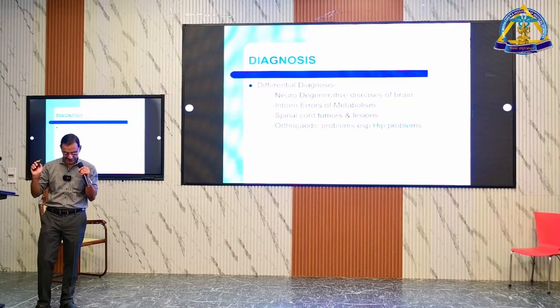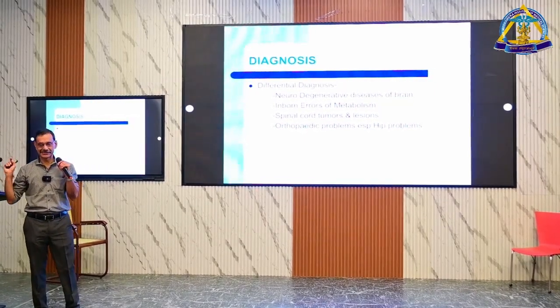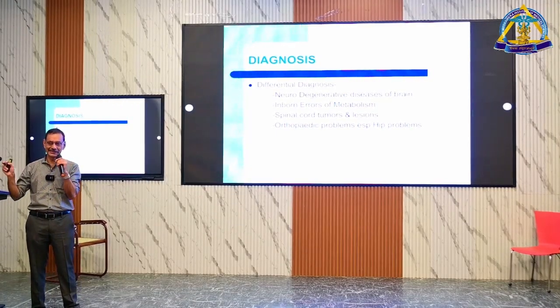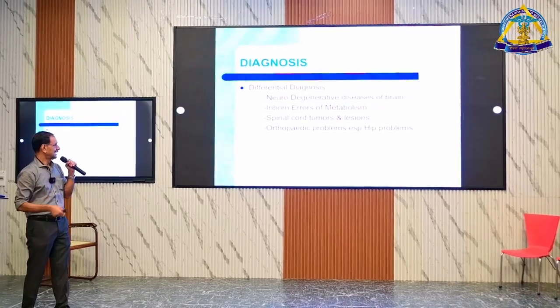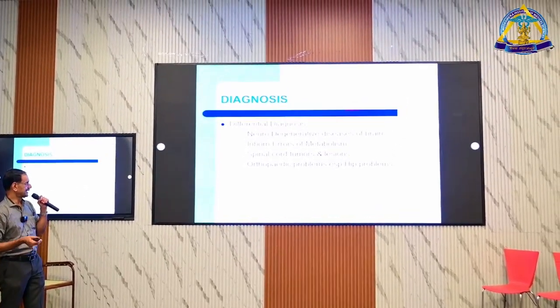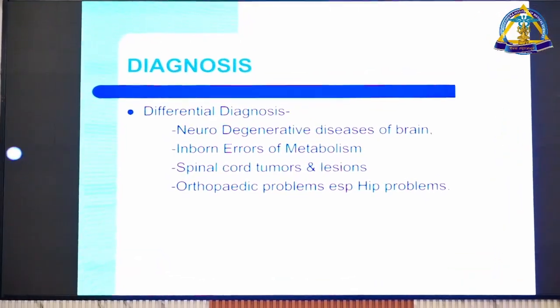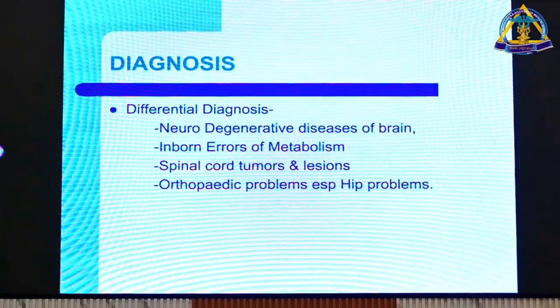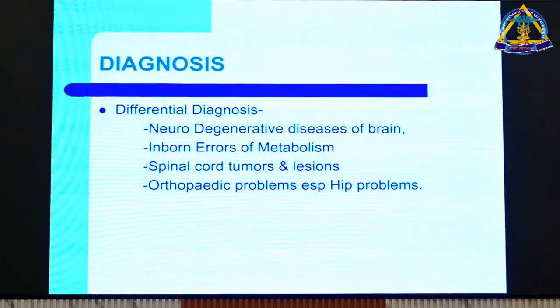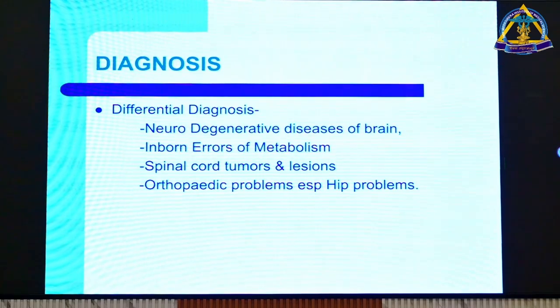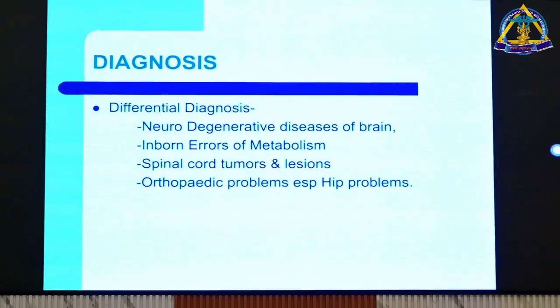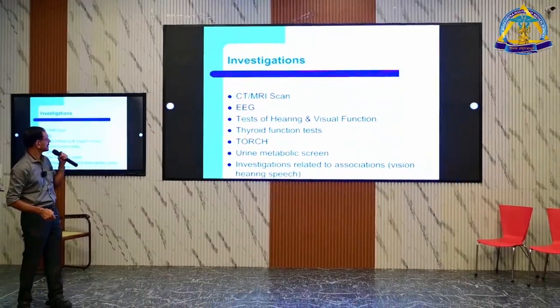Differential diagnosis, you need not know, just mention differential diagnosis. What are the differential diagnoses? Any progressive neurological disorder like degenerative disease of the brain, inborn error of metabolism, tumors either in the spinal cord or in the CNS, or even walking difficulty can be due to orthopedic problems also. Just mention 1 or 2 differential diagnoses.